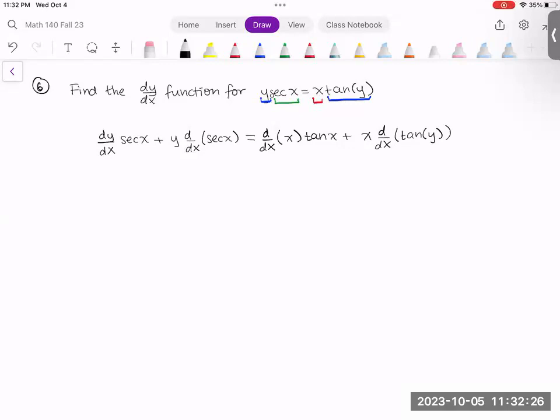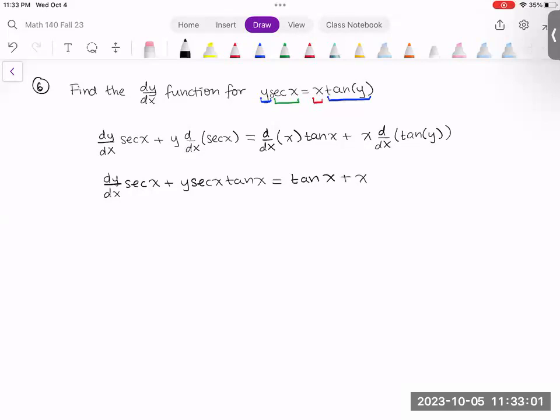So let's start simplifying some of these things. So dy/dx times secant x, that's great. Nothing needed here. Plus y times the derivative of secant x. Derivative of secant x is secant x tangent x. On the right-hand side, the derivative of x with respect to x is just 1. So d/dx of x times tan x is just tan x.